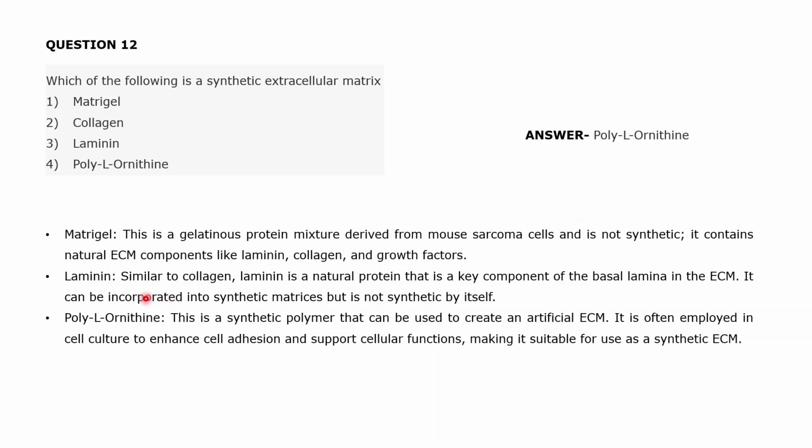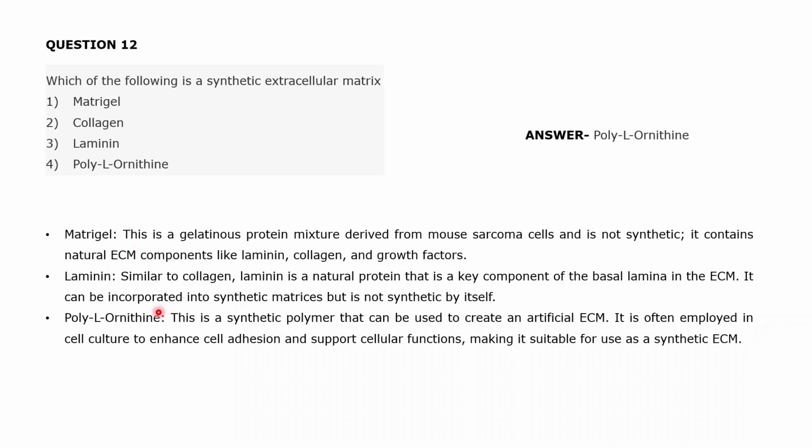And laminin is also a similar thing. This is a natural protein that forms a key component of the basal lamina in the extracellular matrix. It can also be made synthetic, but in order to make it synthetic, it has to be laboratory modified. Similarly, a material cannot be synthetic unless it is laboratory made.